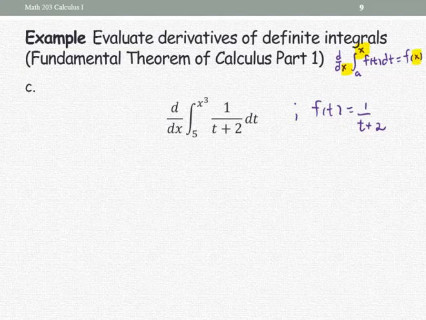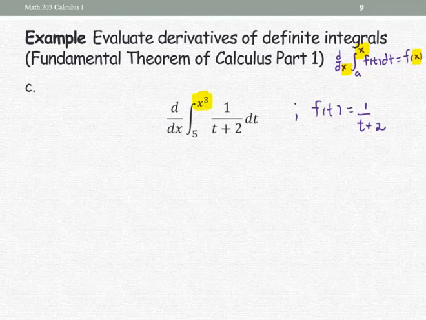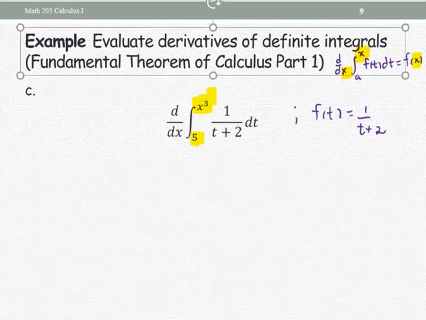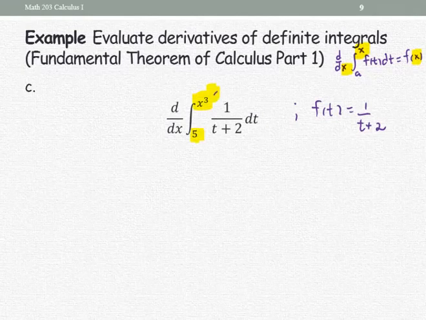For our part C, we have the upper limit as a variable, but it's not just x, it's a function of x, where the lower limit is okay. So we do not have to apply the other property. But we're going to need some other property to adjust into the form that fits with the fundamental theorem of calculus part 1 in order to apply it. So we see x to the third power as a function of x. We name it as the unknown u. So in this case, u equals x to the third.